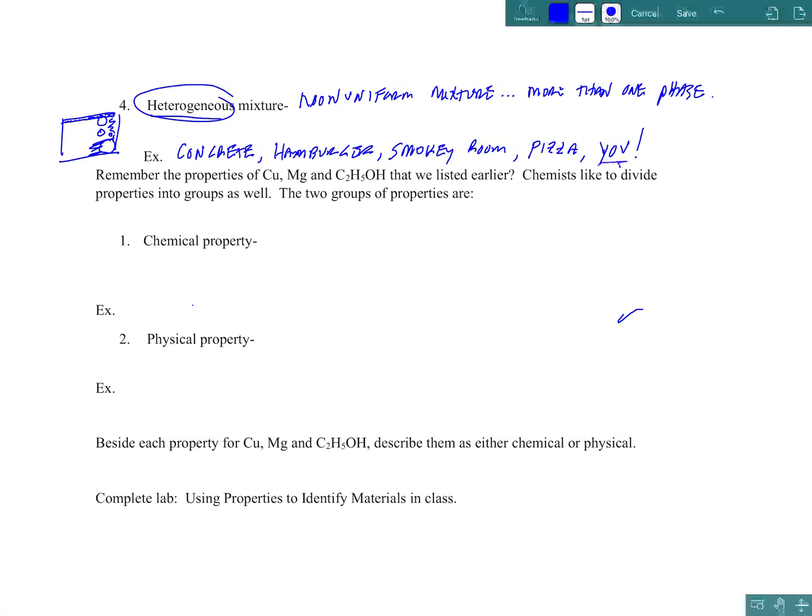In a follow-up video, we're going to do a little worksheet to practice classifying matter into one of the four categories we've learned about, either an element, a compound, a homogeneous mixture, or a heterogeneous mixture. So we'll practice those before you guys take your next assessment.